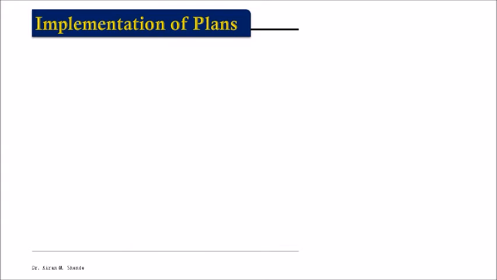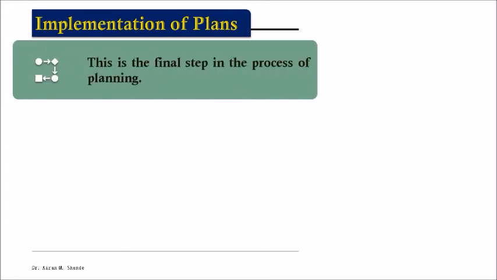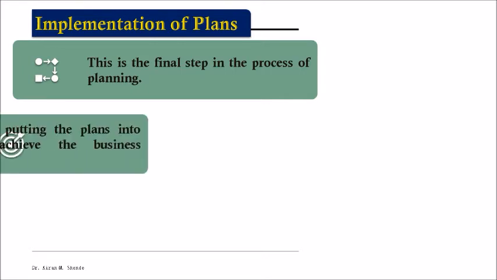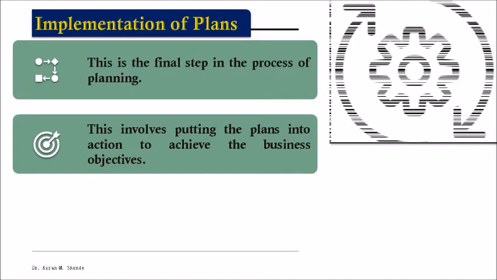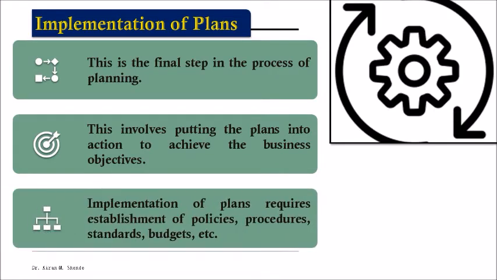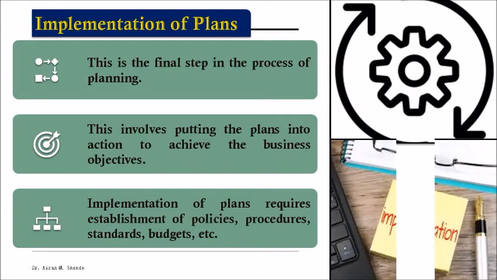The next step in the process is implementation of the plans. Now, this is the final stage of the entire planning process. This involves putting the plans into action to achieve the set objectives. So whatever objectives you have set, put the plans into action and wait for the results. Implementation of plans requires establishment of policies, procedures, standards, budgets, etc. These are all required to have a successful implementation of the laid out plans for the organization.